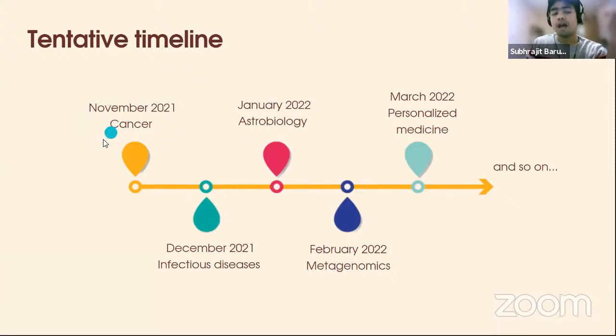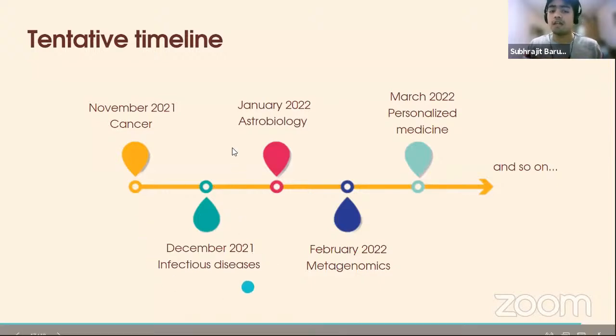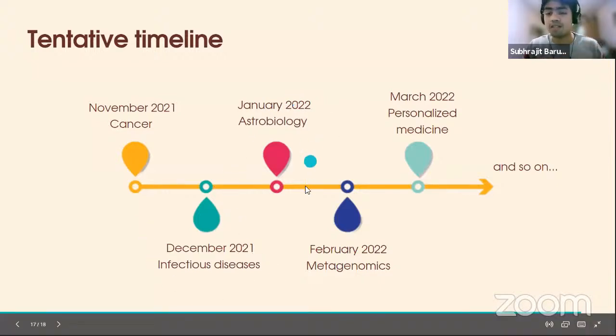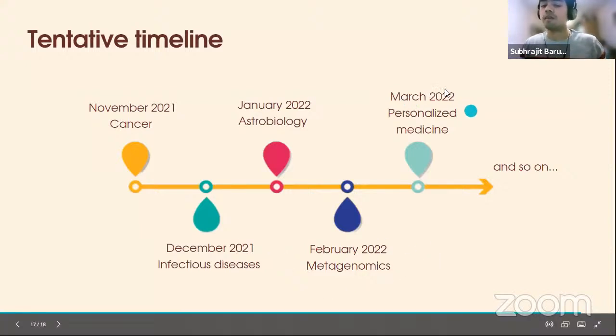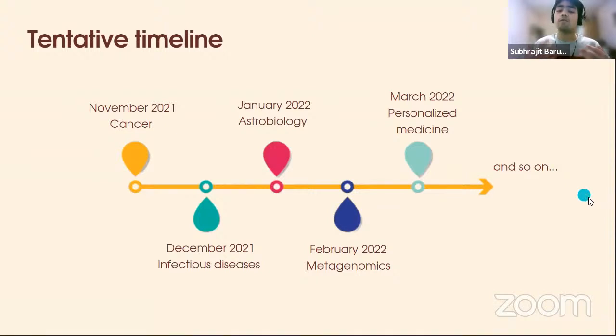So in November, we have the theme of cancer. We will be having two great speakers talk about cancer and research opportunities. In December, we would have infectious diseases. In January, we will talk about astrobiology. In February, metagenomics and microbiome. And March, personalized medicine, and so on and so forth. It will go on without stop. Every month, there would be a new theme, a new particular domain of science and bioinformatics, which would be addressed and talked about, and all of you are welcome to be a part of it.